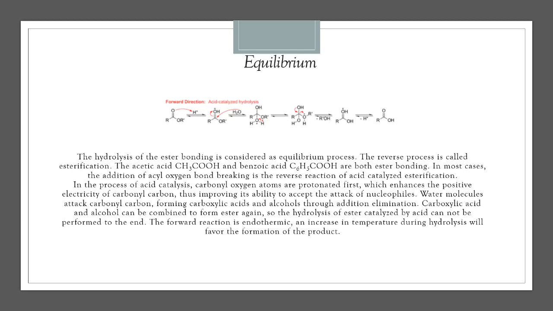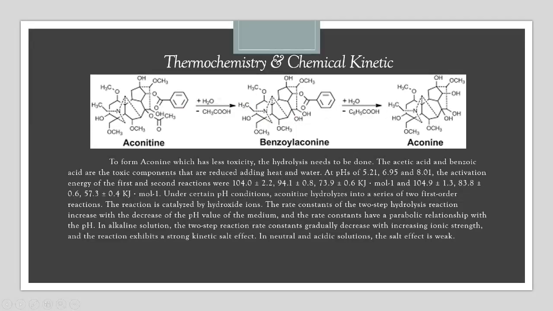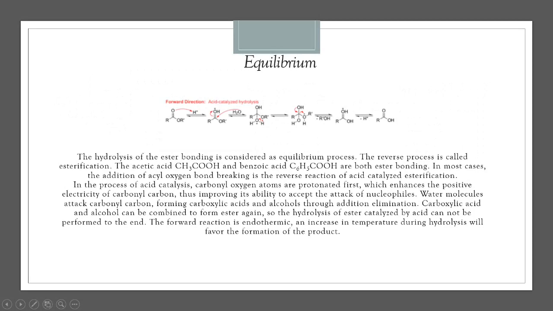So as we know from the previous diagram, in the first reaction they took off the acetic acid, which is over here. And in the second reaction, the benzoic acid is being hydrolyzed. So we know that acetic acid, CH3COOH, and benzoic acid, C6H5COOH, are both ester bondings.